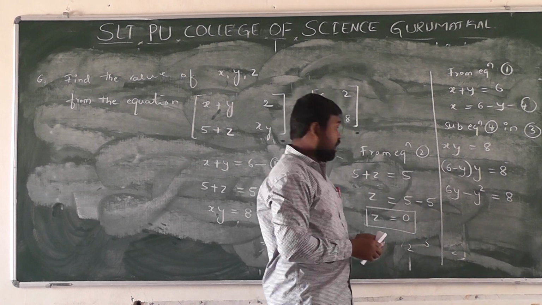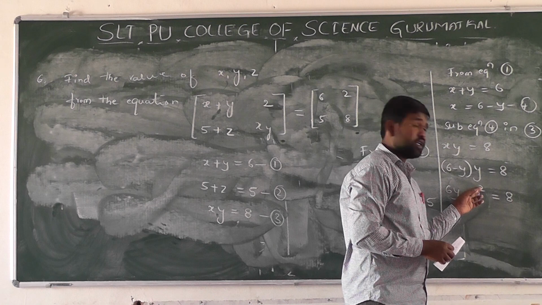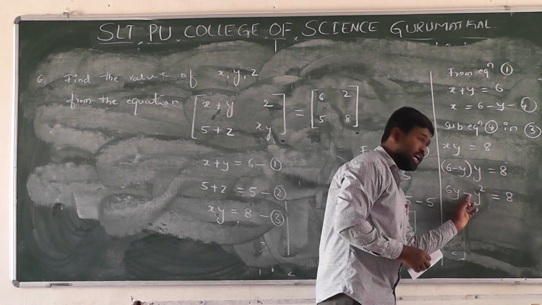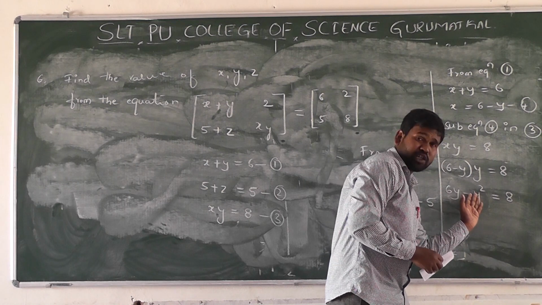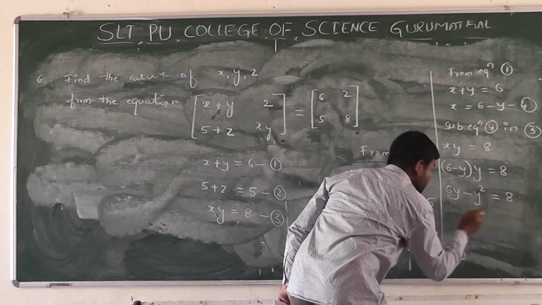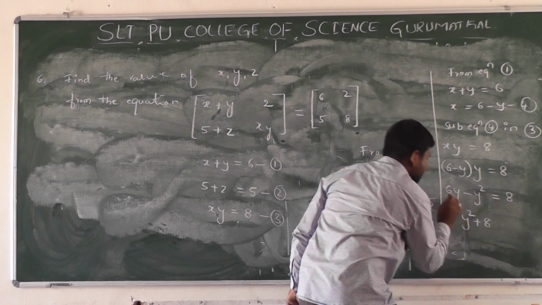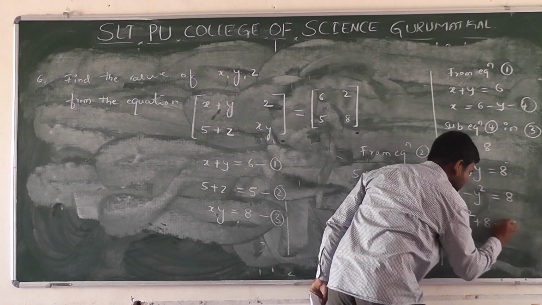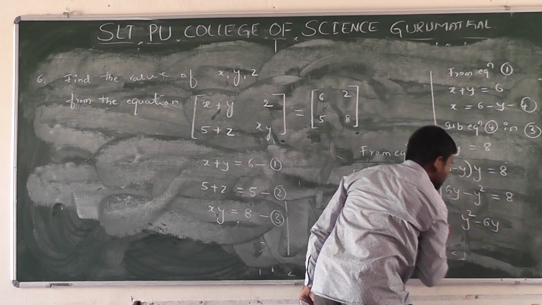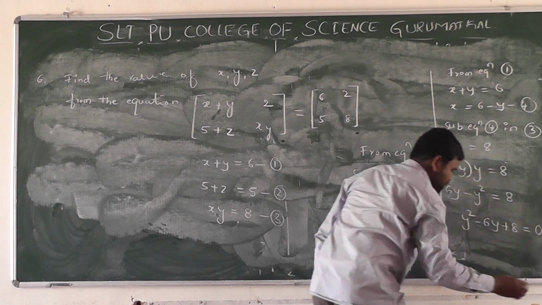Whenever the variable power is 2, those equations are called what here? Quadratic equations. The quadratic equation has which form? Ax square plus bx plus c. But here a negative sign is there, so we have to move this term to the RHS side. Then minus y square on that side becomes plus y square. Y square plus 8, then plus 6y, we move to that side. What happens here? Minus 6y. First we write minus 6y. Next plus 8. It is equal to 0.